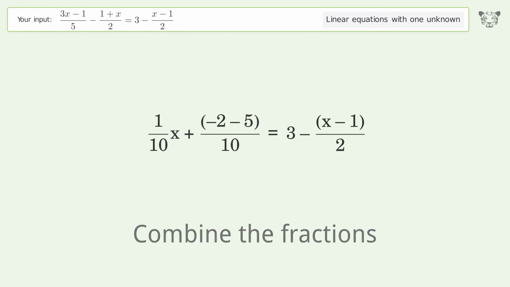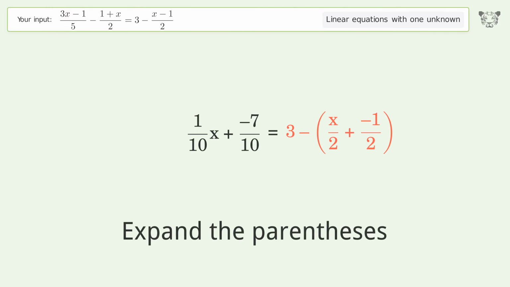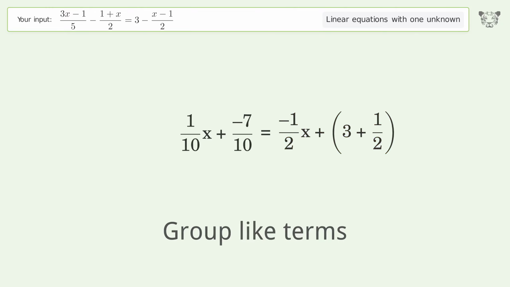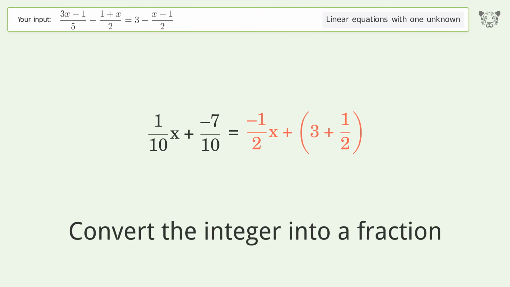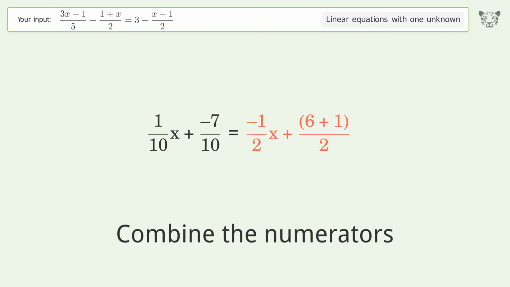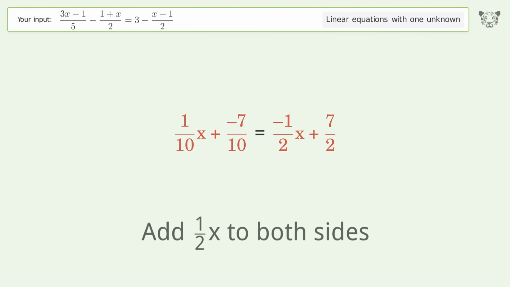Break up the fraction. Expand the parentheses. Group like terms. Convert the integer into a fraction. Combine the fractions. Combine the numerators. Group all m terms on the left side of the equation. Add 1 over 2x to both sides.